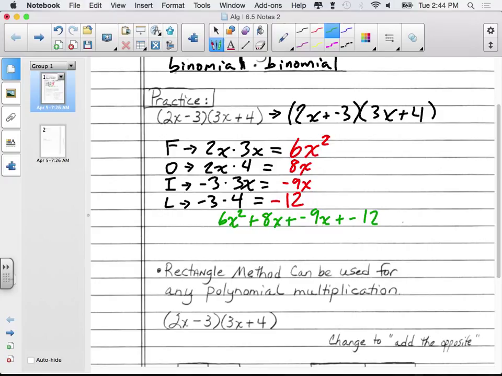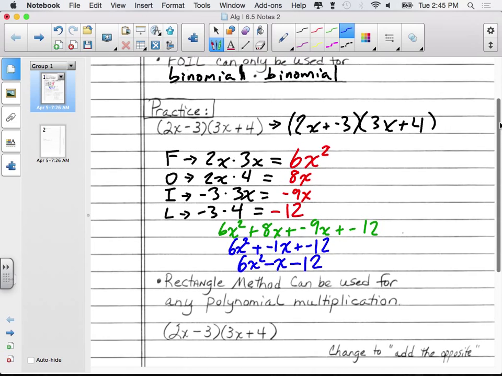So what will we do next? Add them all together. Add like terms, so are there any? Yeah. What are they? 8x and negative 9x. Alright, so we combine those and what do we get? Negative x. I'm just gonna put a -1 there. Alright, so we got our like terms together. So now all we gotta do is clean it up. So our answer should be 6x squared minus x minus 12.